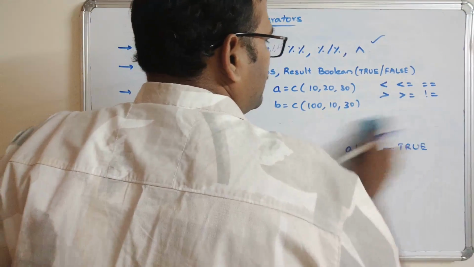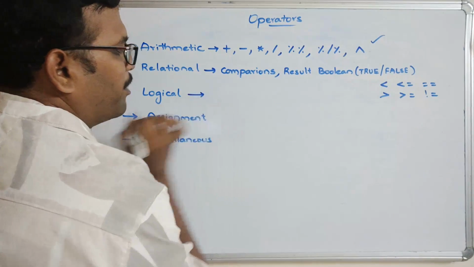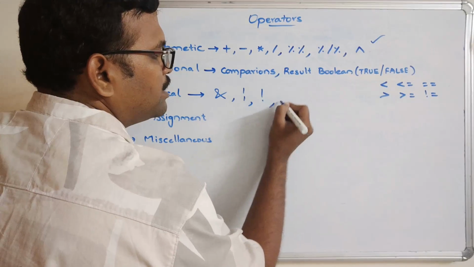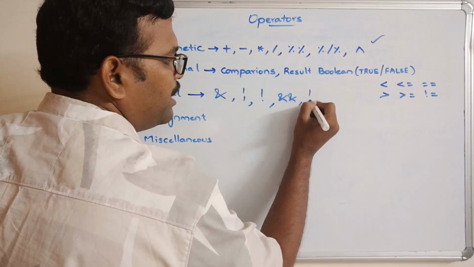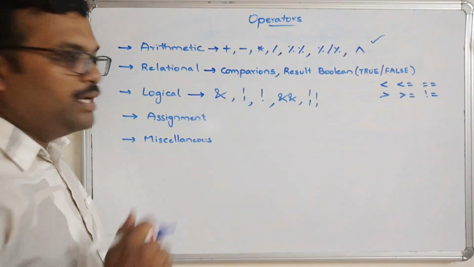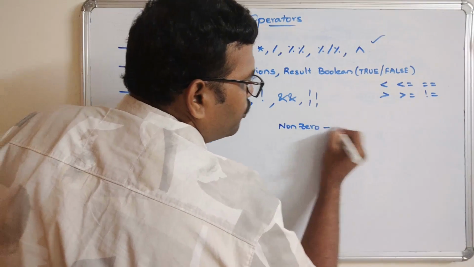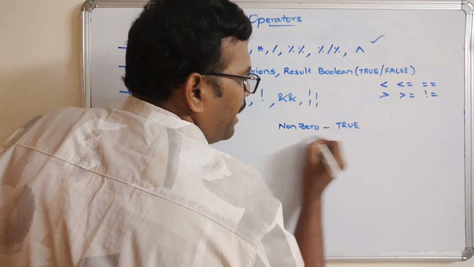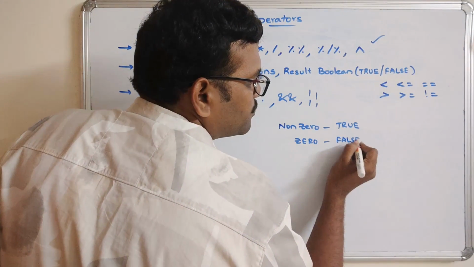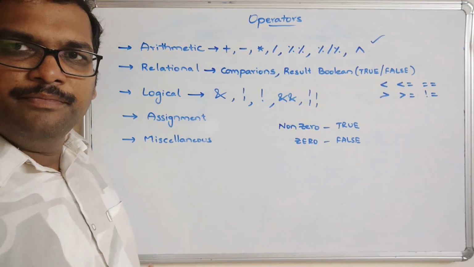And the next category of operators are the logical operators. So here we'll get AND, OR, NOT, double ampersand and double OR. Usually all these come under the logical operators. Here, mainly a non-zero value will be considered as true and a zero value will be considered as false. So here also the comparison will be done.